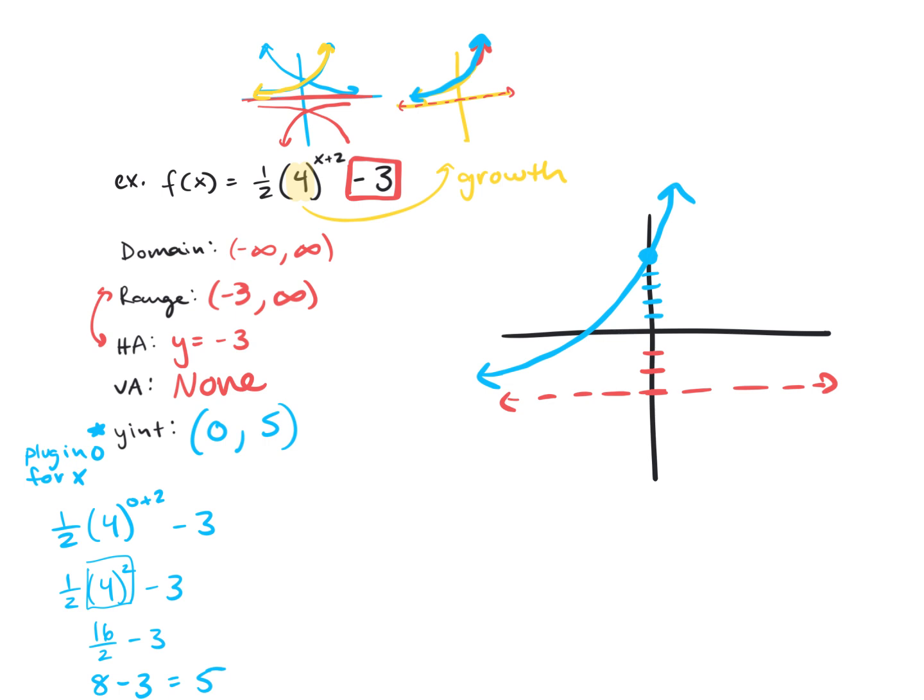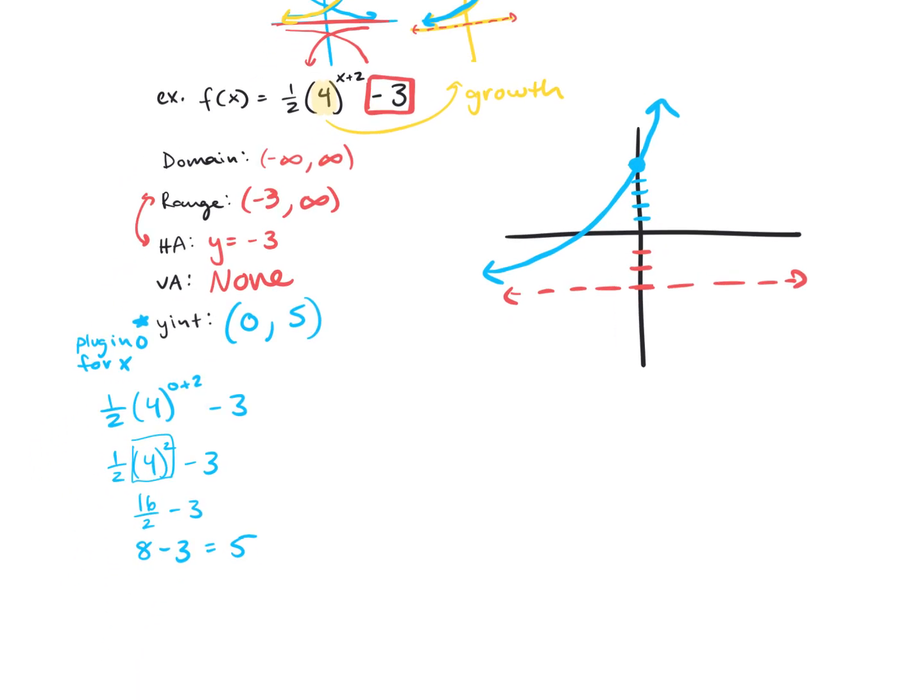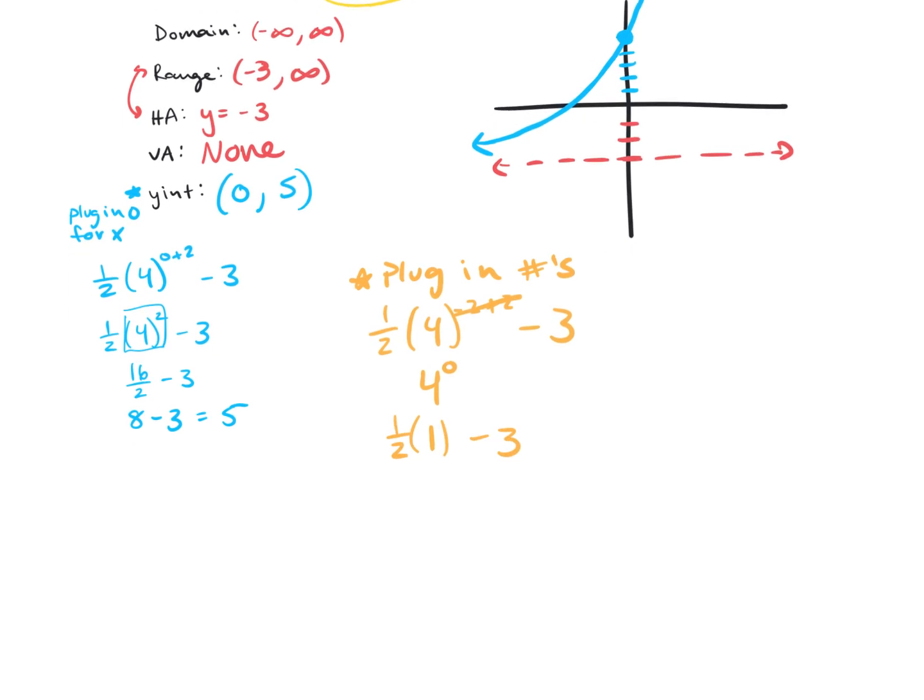Plug in something like -1, -2, and see what you get. Just to give you more of an idea. Actually, let's do that, just for fun. Let's plug in -2. So if we plug in -2, we have 1/2 times 4 to the power of -2 plus 2 minus 3. -2 plus 2 would be what? 0. What is 4 to the power of 0? 1. So here we have 1 times 1/2, which would just be 1/2.